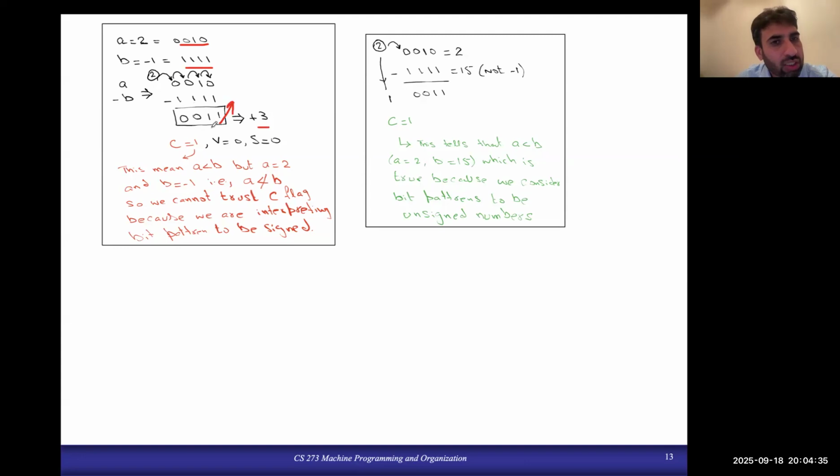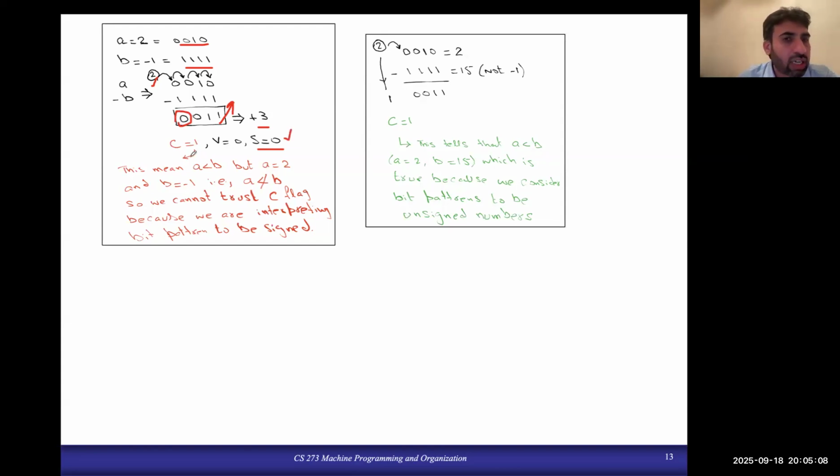Now based on the result and the operation, you set the values of the flags. The carry flag is set equal to 1 because we have a carry in the most significant bit position. Overflow is equal to 0 because our value is within the range, and the sign flag is equal to 0 because the sign flag is the exclusive OR of the overflow flag and the N flag. The N flag is the most significant bit of the result. So 0 exclusive OR 0 is 0, right?